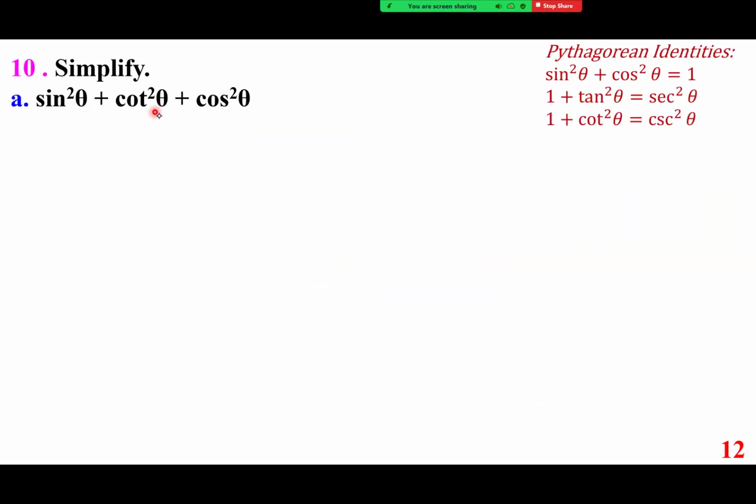I want to simplify sine squared plus cotangent squared plus cosine squared. Again, reminding you of the Pythagorean identities. Let's put sine squared next to cosine squared. The reason we do that is because we know sine squared and cosine squared can be replaced with 1. Also, 1 plus cotangent squared is cosecant squared. And now we are done.